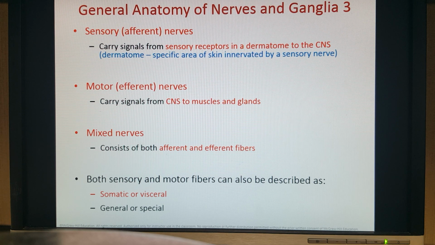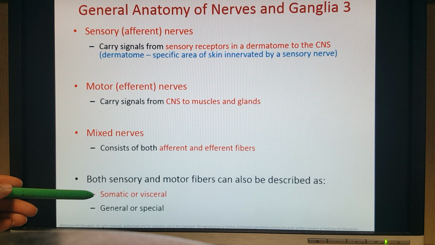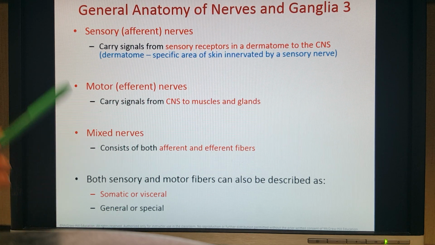Both your sensory and motor fibers can also be described as somatic or visceral. Somatic is going to the external surfaces, like your joints, your bones, skeletal muscles, as well as skin, or visceral, talking about your internal organs. So they could be either motor or sensory in that case as well.